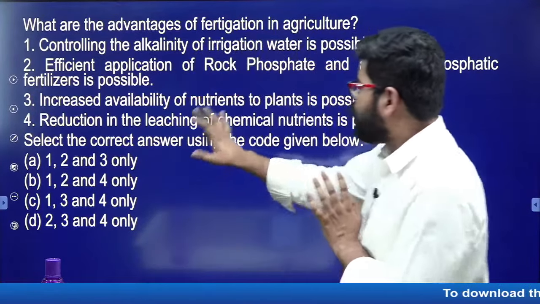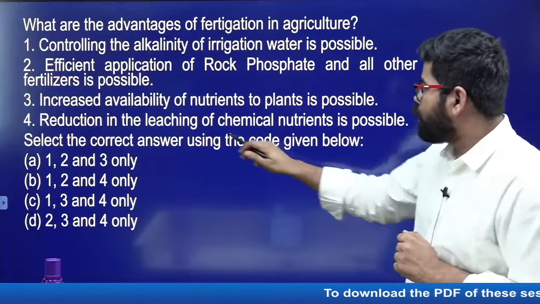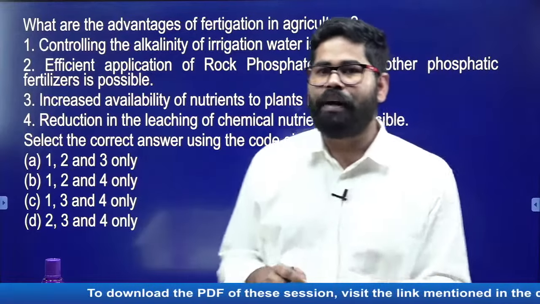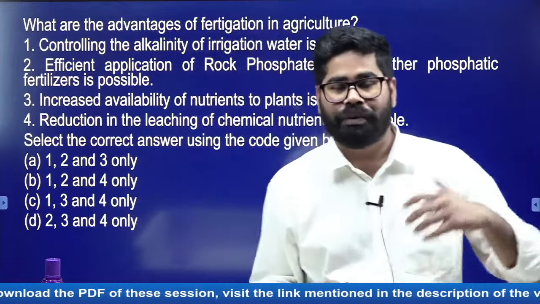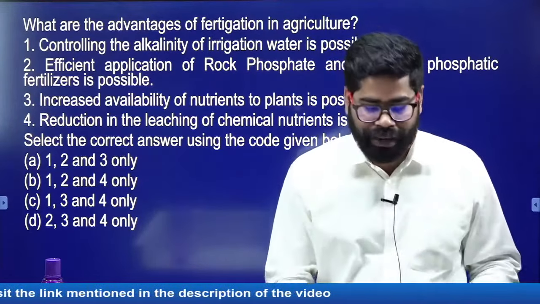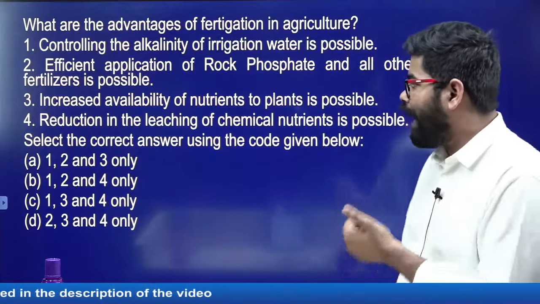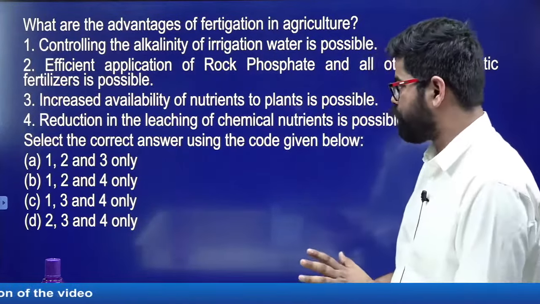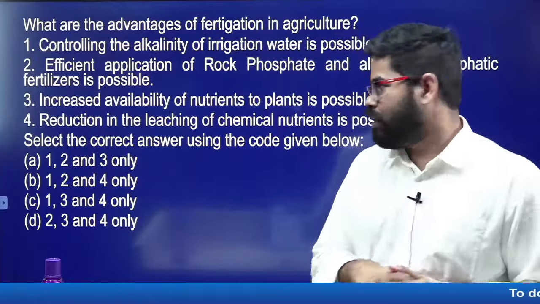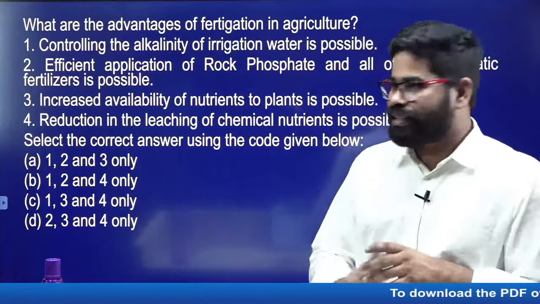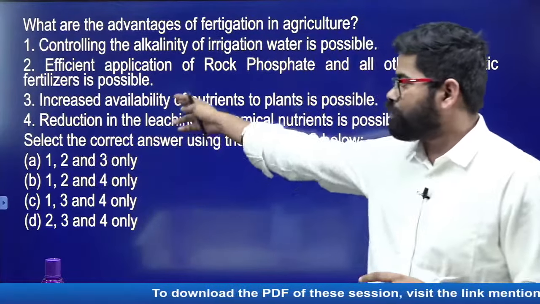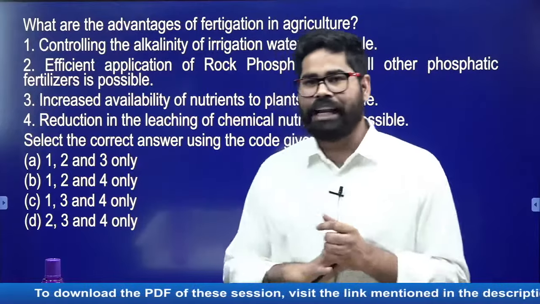Then again, we can see that reduction in the leaching of chemical nutrients is possible. When we are using excessive amount of chemical fertilizers and when we are using too much irrigation also, in that case, there is leaching of the chemicals. But when we are mixing these two together, then there is an added advantage that leaching will be also reduced. So 4 is also correct. So from here, A and B can be easily eliminated because in B there is no mention of this third option, and in A there is no mention of this fourth option. So option A and B can be eliminated on the basis of that.